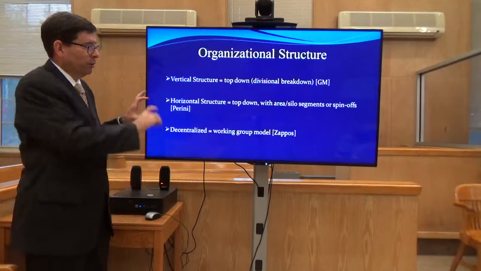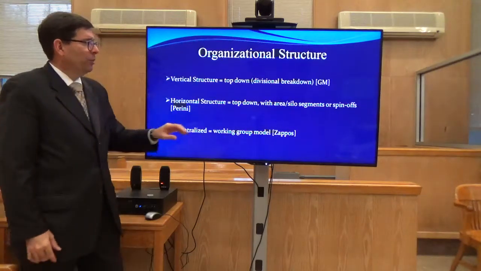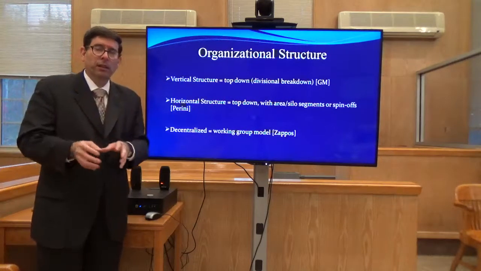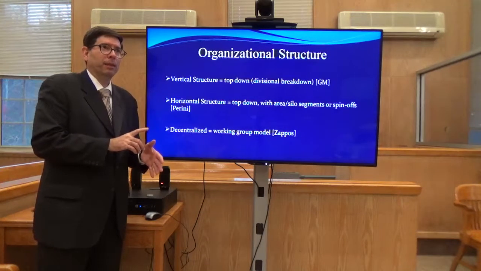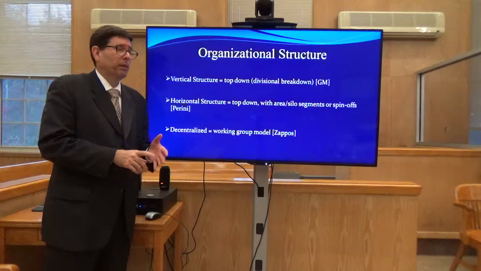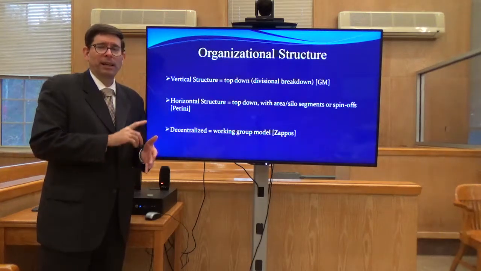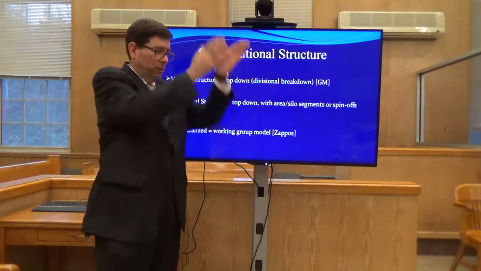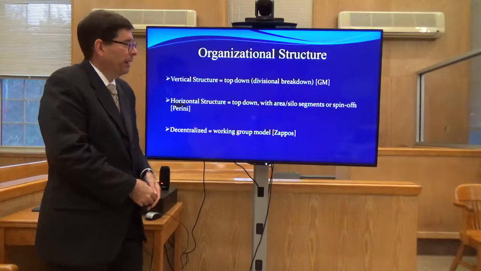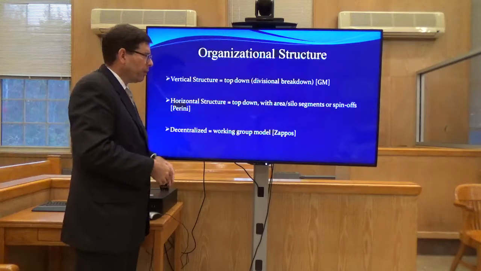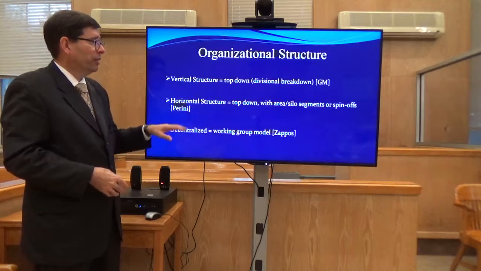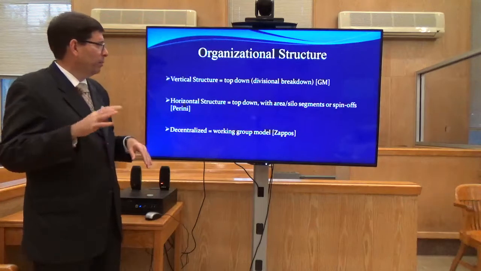So that's what we mean by vertical structure. Horizontal structure, in other words, this way, is when you have areas or silos. In other words, you have a marketing department. They take care of everything. You have maybe a legal department. You might have a sales department. You might have a finance department. Each one, we call them a silo. Okay? In other words, like a silo like you'd see in a barn.